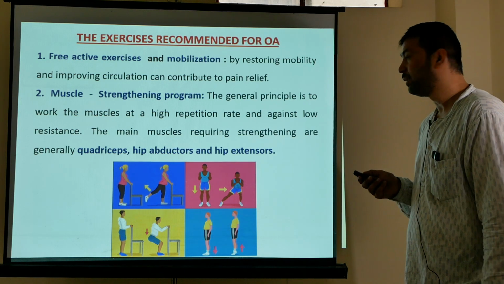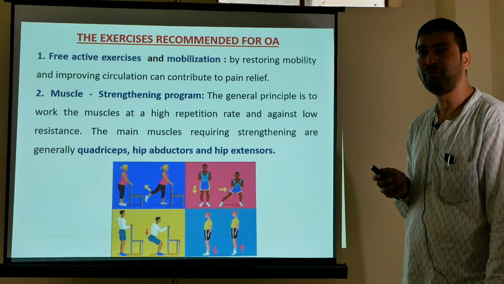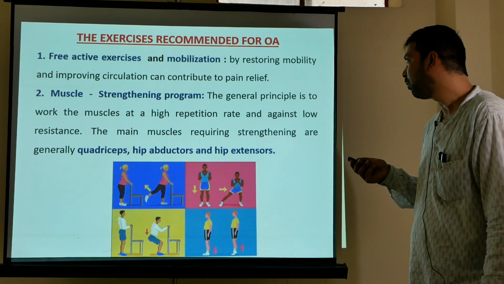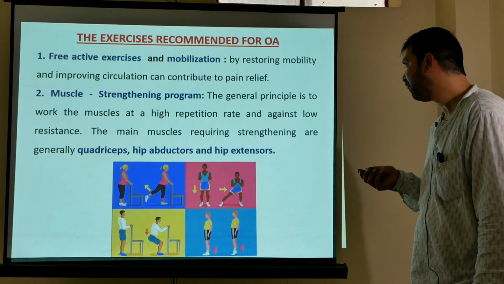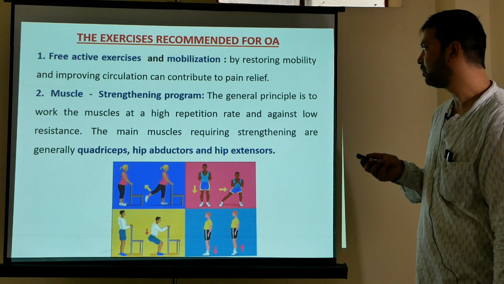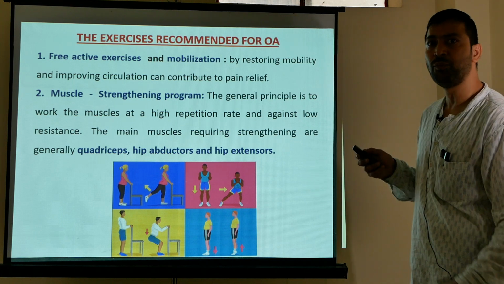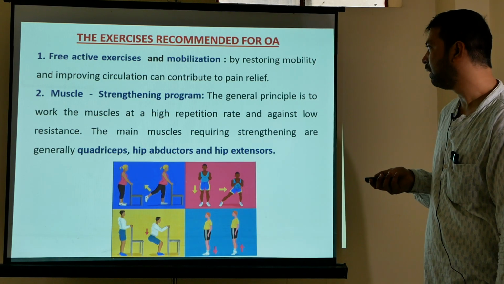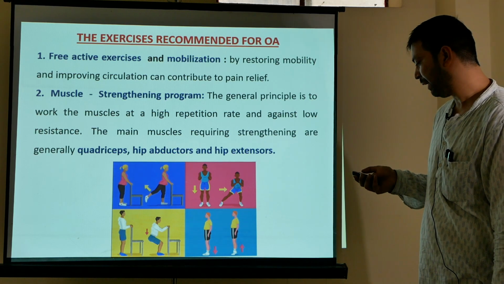Second is muscle. We have to work on the muscle because muscle will weaken as the disease progresses. In the strengthening program, the general principle is to work the muscle at a high repetition rate and against low resistance exercise. But the first main aim to improve muscle strength is to improve the endurance of the patient. The main muscles requiring strengthening are generally the quadriceps, hip abductors and hip extensors.